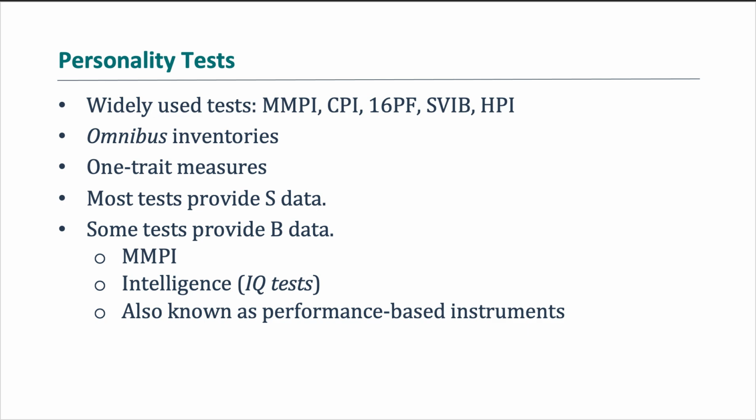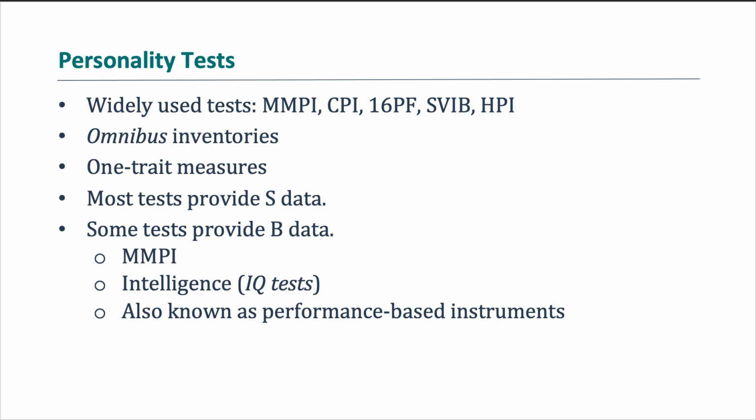Now, these types of inventories are called omnibus inventories. And omnibus basically means that they're looking at a large range of traits. So they're looking at multiple traits. Some inventories might just be focused on one trait. So maybe there are inventories that look specifically at introversion, or how introverted you are, or extroverted, right? So that's in the same trait. It's how social you are, right? So there are some that just look at one trait. Omnibus inventories, though, are going to look at multiple traits.